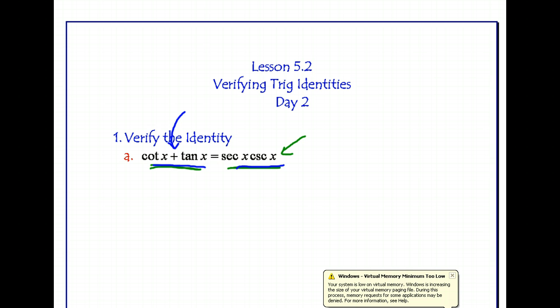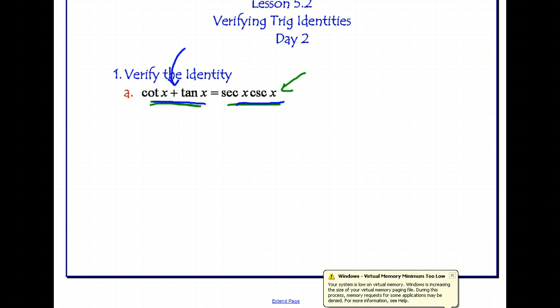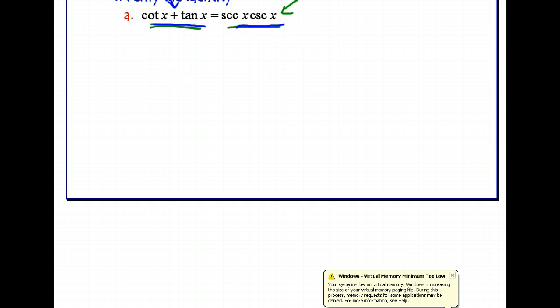So given one like this, we're going to start on the left side. We're going to somehow try to make this look like secant times cosecant. When we get the left side to look like that, then we'll know we're finished. Okay, so let's start. We have a cotangent plus a tangent. You think through your identities, and again, I always lean towards sines and cosines, so I know my quotient identities, and cotangent is cosine over sine. Or tangent I know is sine over cosine.